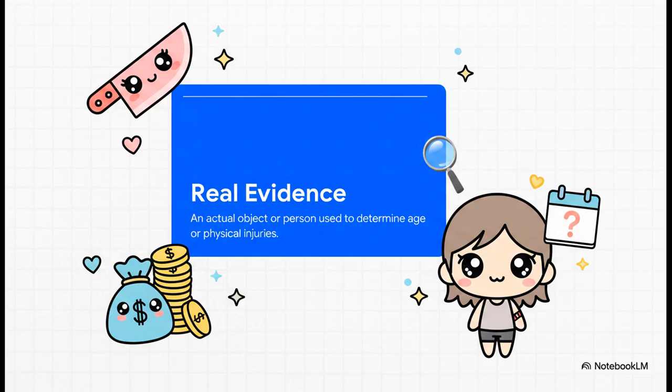Next up is real evidence. This is exactly what it sounds like, a tangible, physical object. The actual murder weapon, the stolen TV, that's real evidence. But here's a fascinating twist. A person can actually qualify as real evidence. If the court needs to physically look at someone to guess their age or to inspect their injuries, that person's physical body is officially serving as real evidence.